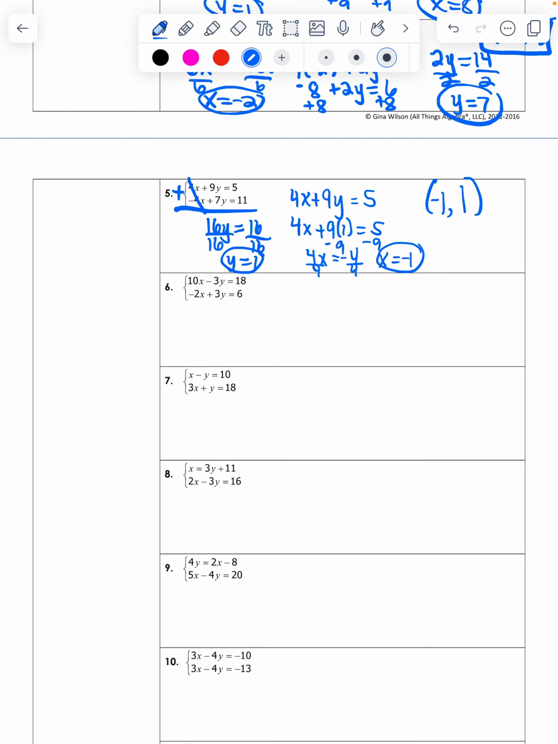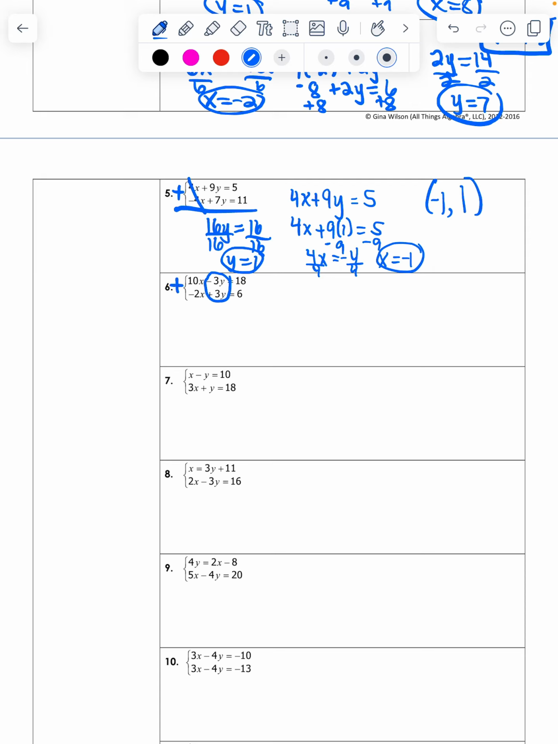Number 6, we have 10x and negative 2x. Doesn't matter if we add these together, that would be 8x, or subtract them. You're still not going to cancel them out. The only way that numbers cancel out is if they're the same or opposite. So that's not going to be helpful. What it is, though, is that the y's are opposites. We've got negative 3y and positive 3y.